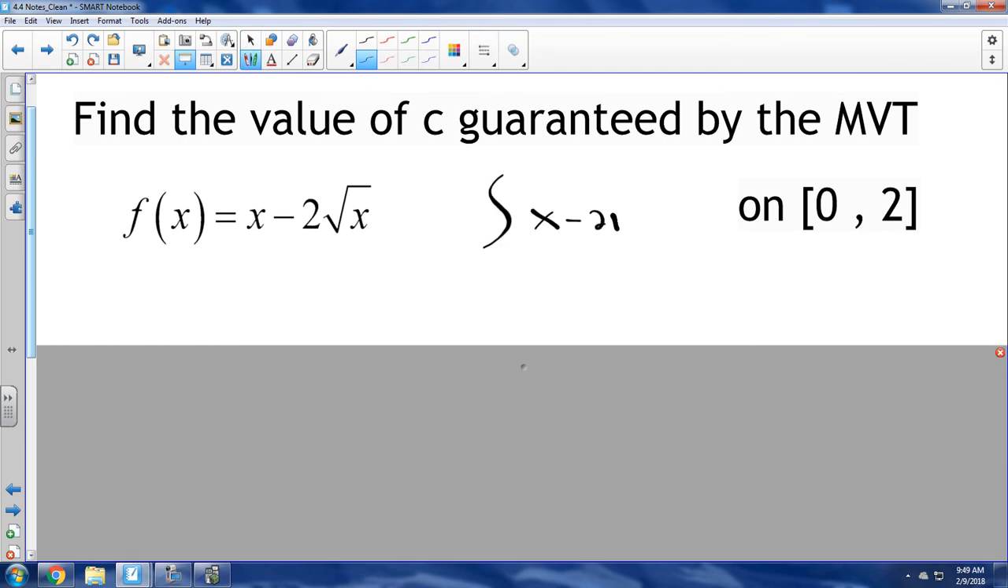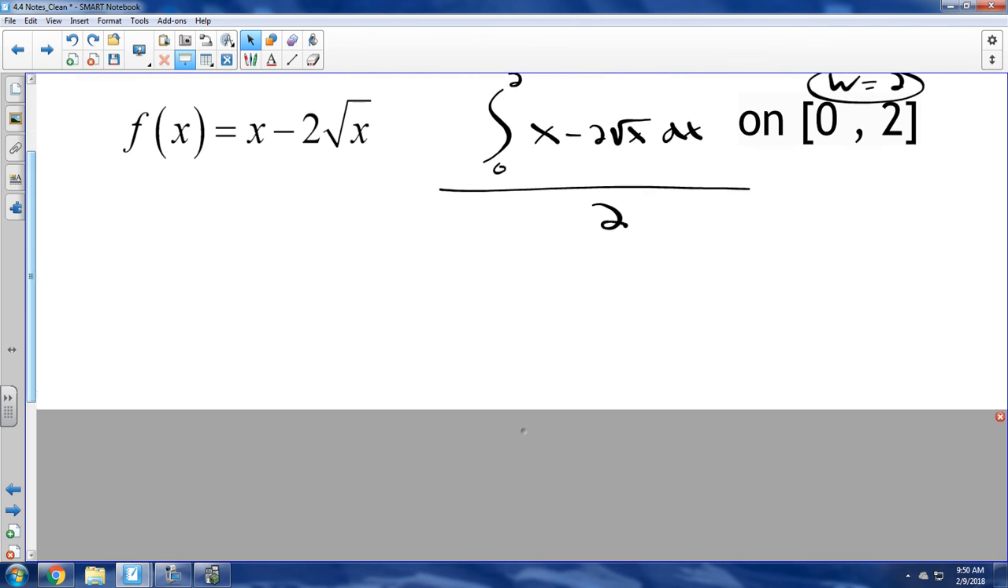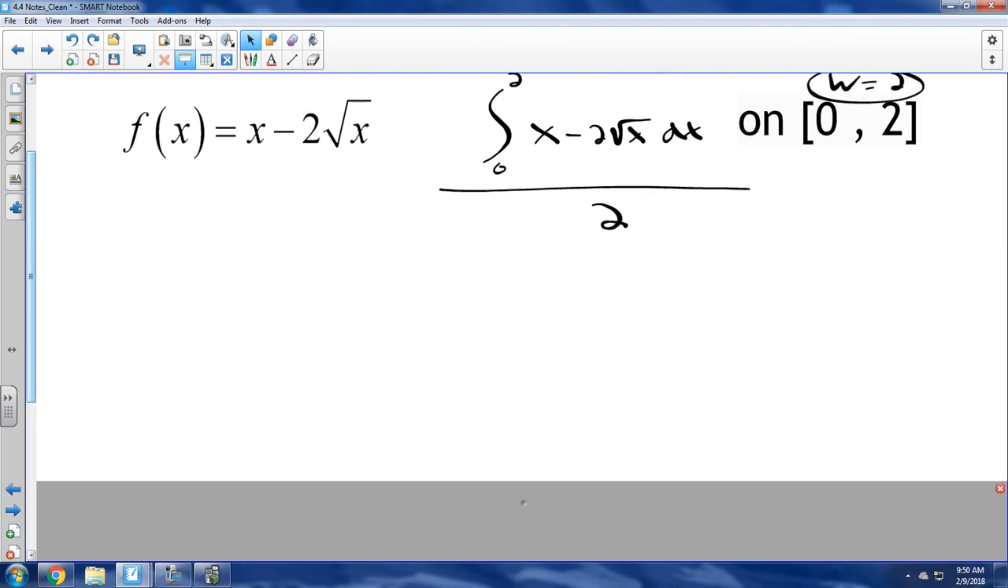The area of the region, which is this, from 0 to 2, divided by the width, and the width of that region is 2. So the width is equal to 2. Okay, so that's all we need to do. We just need to solve that. That's going to give us the average value of our function. So I'm going to start with the blue part right here, and we'll work on that.